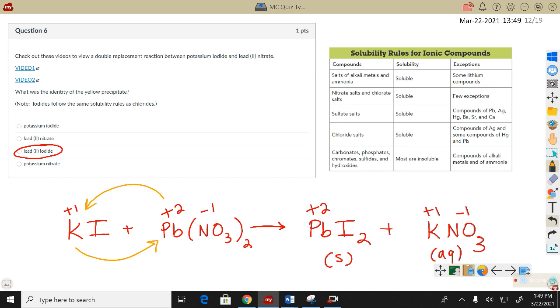I didn't really have to write the equation. I kind of started to sketch it out. I didn't balance it yet. But I wrote the formula for the potassium iodide and the lead nitrate. So I recognize then that there's two compounds. This is my double replacement. I switched the positive ions. So potassium switches with lead.